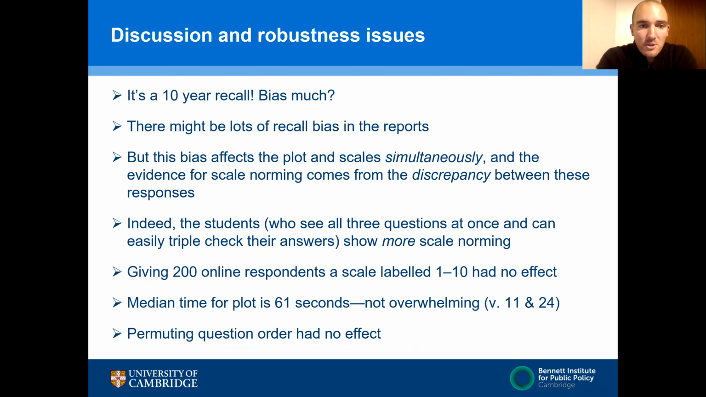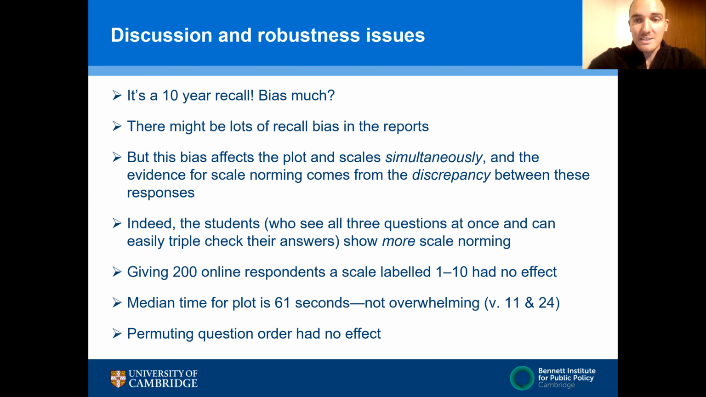All right, so let me turn to the discussion quickly. I'm asking people to recall 10 years of their life. Isn't there recall bias everywhere? How can I say that there is not recall bias, or that I've controlled for recall bias? Well, the reason why I think you can say that this is not explainable by recall bias is that the recall bias should affect the plots and the scale simultaneously, especially in this case of the students, because they just get one piece of paper with the three questions on it. They can see all three questions. They can go back and forth to make sure their answer is consistent.